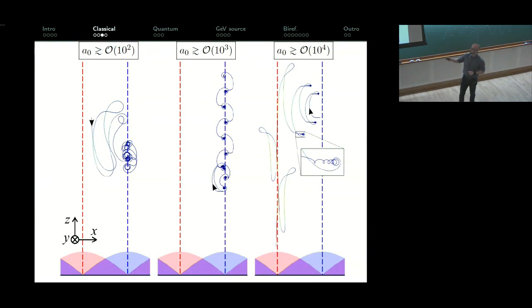These are trajectories in space and space. The red dashed lines show you where the peak of the electric field is in space. The blue dashed lines show you where the peak of the magnetic field is in space. This is a standing wave, so that's where the electric field is maximum, and that is where it is minimum, if you like. So, A naught is of order 100. Remember from the previous slide, this is where we expect back reaction, radiation reaction, energy losses start becoming important.